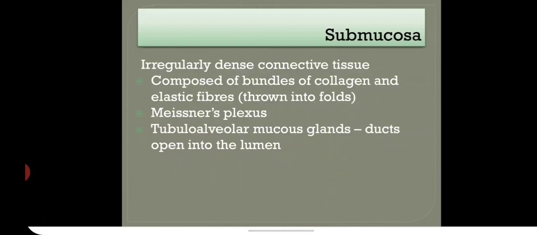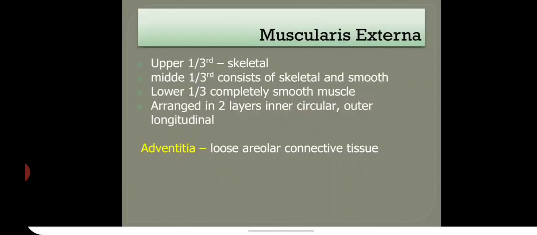Have you observed? The submucosa is made of bundles of collagen and elastic fibers, the same as in every part of the GIT, having the Meissner's plexus. And these glands are tubuloalveolar, that is the shape of the glands, mucous glands. Their ducts open into the lumen. Regarding the muscularis externa of the esophagus, all the parts of the GIT contain smooth muscle. Only the esophagus also contains skeletal muscle fibers. So that is the second differing feature of the esophagus from the remaining parts of the GIT.